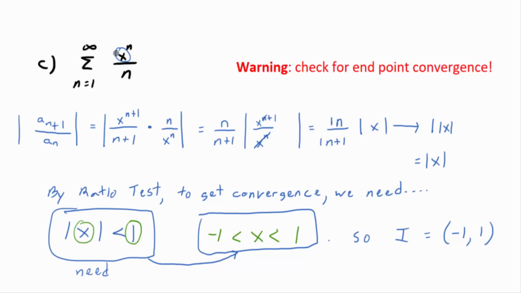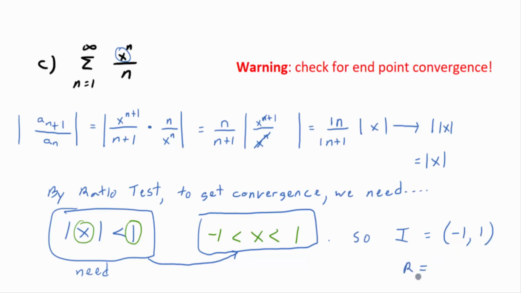Now, the thing is, we don't know what happens at the endpoints because the ratio test is going to fail there at the endpoints. So we need to check them. That's what the warning was all about. Now, we could get the radius right now because the radius won't change whether or not the series converges at -1 or 1.